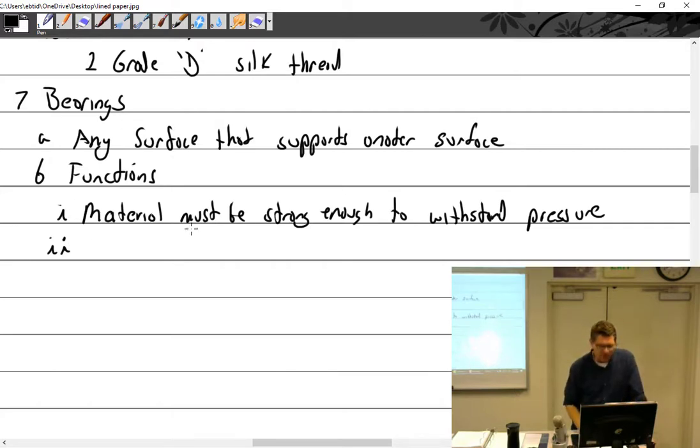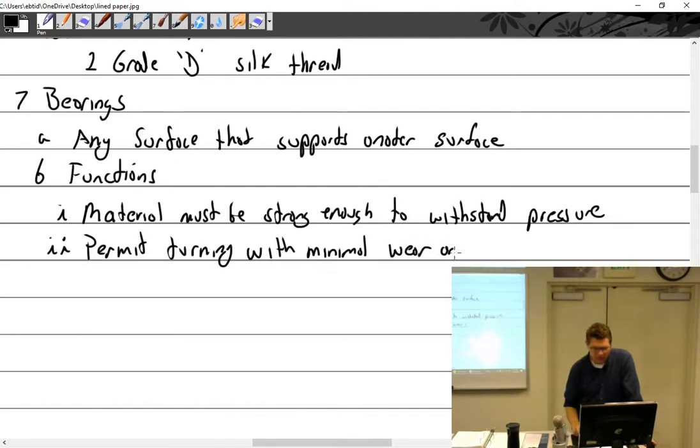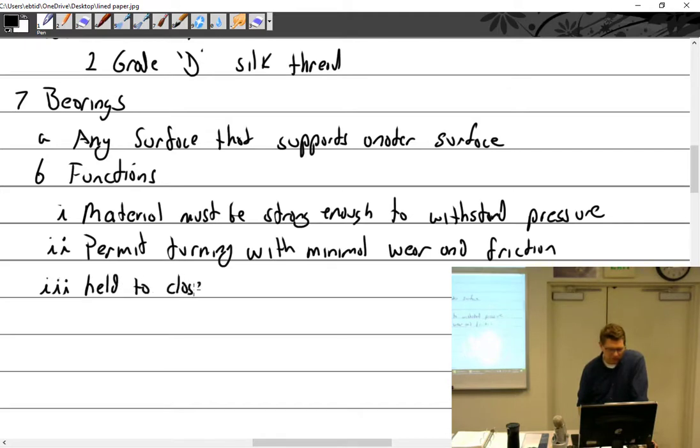So, okay, it must be strong enough, but yet permit turning with minimal wear and friction. They are held to a close tolerance, which means when they make them, they're all relatively the same size and they're exactly the right size. So held to close tolerance. They must provide freedom of movement.